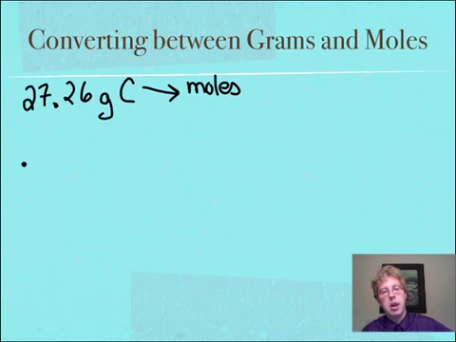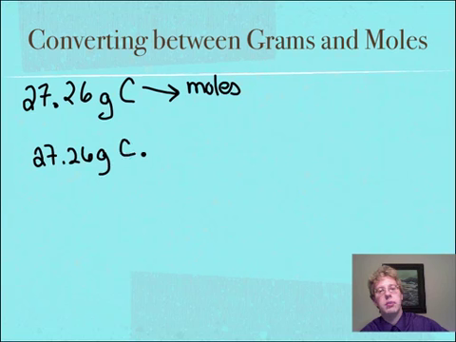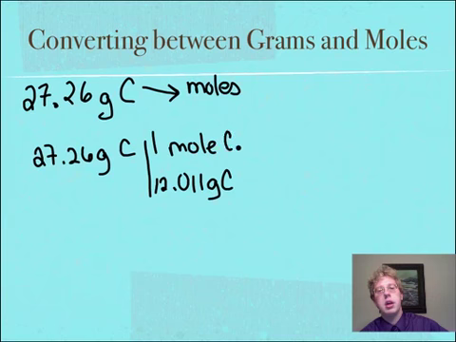into moles here. The conversion here, just like before, I'm going to start with what I know, which is that I have 27.26 grams of carbon. Now for my conversion of going from grams to moles, you're going to use the atomic mass that's listed in the periodic table to go from grams to moles. And so the atomic mass for carbon is that there are 12.011 grams of carbon in 1 mole of carbon.